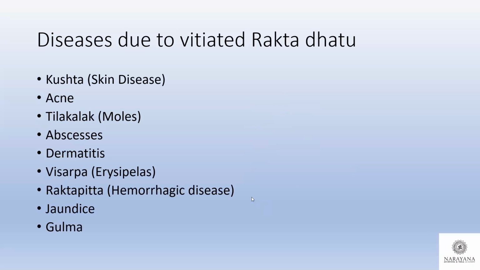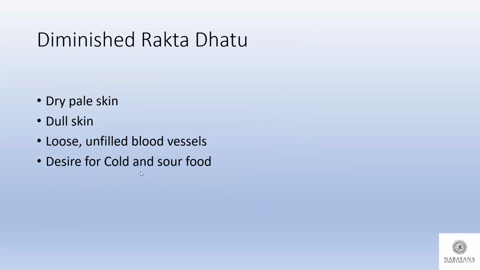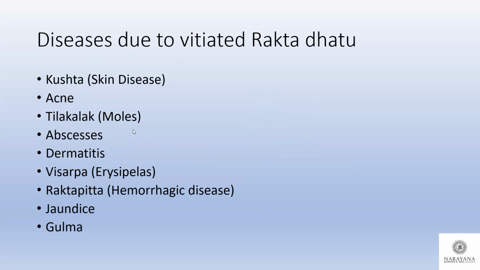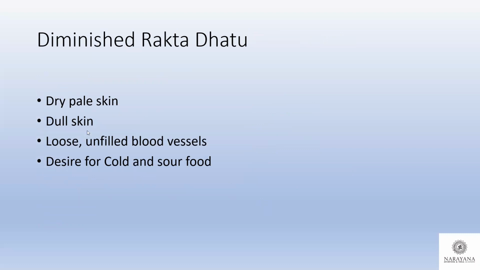Okay. Let me go here first. So very little Rakta Dhatu, this is decreased Dhatu. Dry, pale skin, dull skin. There's not enough Rakta Dhatu, right? So the blood vessels are not filled. They are kind of collapsed. And they desire more cold and sour food.